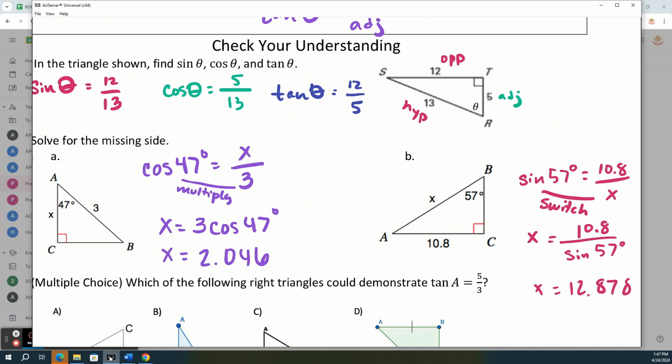Now, he also went on to talk about finding the angle. We're not doing that today. I'm sure we'll do that soon, but not today.